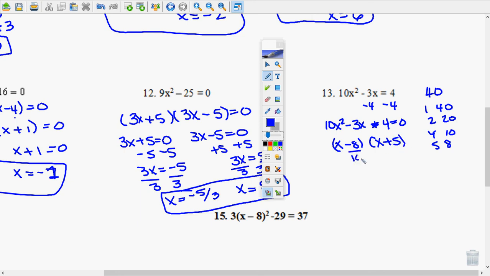We're going to divide and reduce. So this reduces to 4/5. This reduces to 1/2. Right? And since we're solving, we don't really have to do the bottoms up because that'll just get us back to where this is. So just go ahead and set them equal to 0 at this point, and you'll get your two answers.